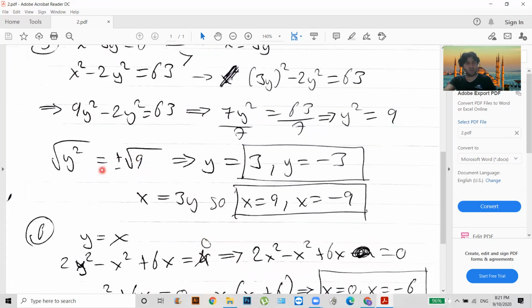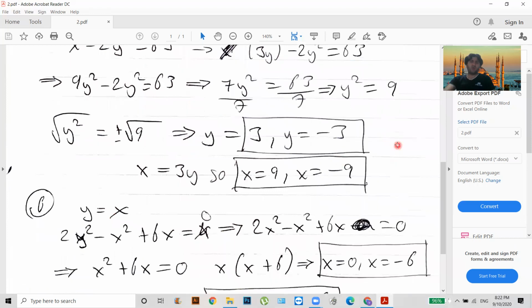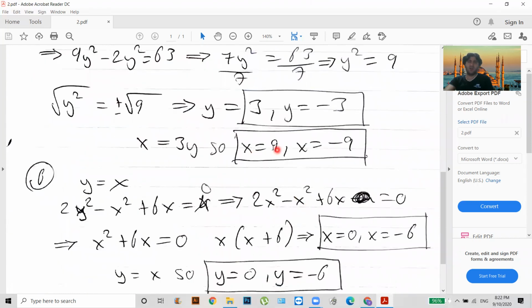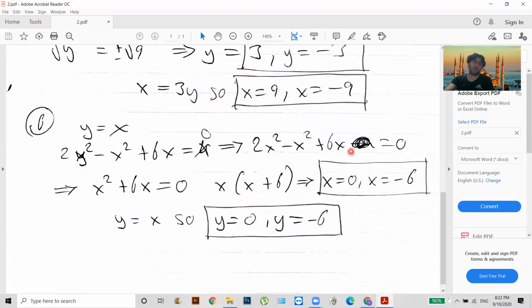Now we're going to take the square root of both sides. y equals 3 or negative 3. So when y is 3 and negative 3, then x is going to be what? Look here, x is 3y. Then it's going to be 9. 3 times 3 is 9, or 3 times negative 3 is negative 9.